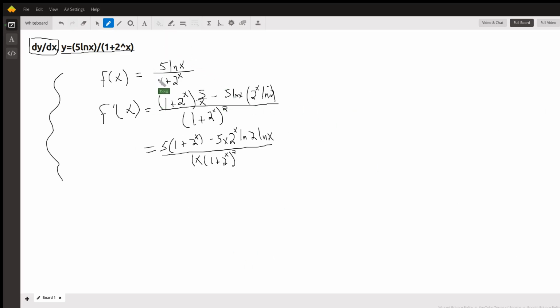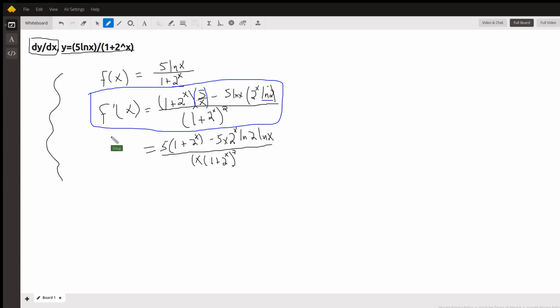Quotient rule, because we have a function of x in the numerator, a function of x in the denominator. It's the denominator times the derivative of the numerator. There's the derivative of the numerator right there, 5 over x, minus the numerator times the derivative of the denominator. Now the derivative of the constant term is 0, of course. And then the derivative of 2 to the x is 2 to the x times ln of 2. Then it's all over the denominator squared. Now you could leave it like that.